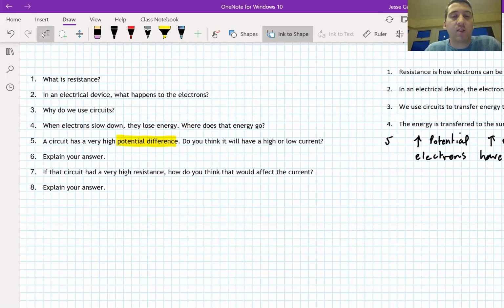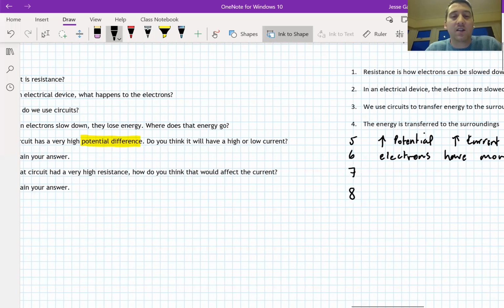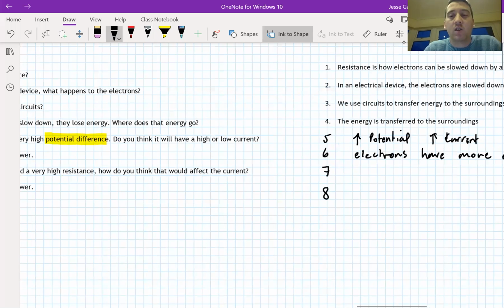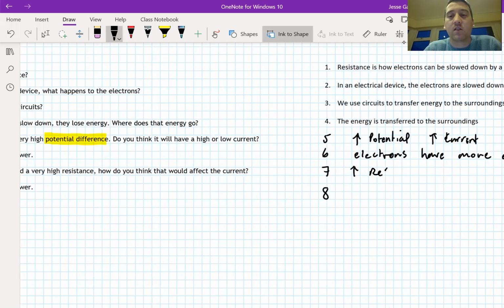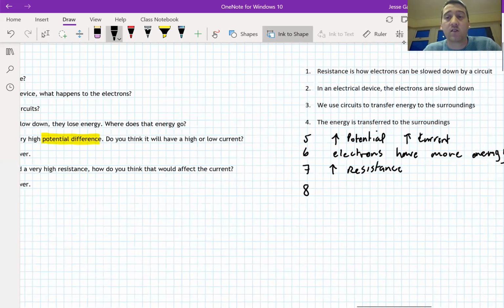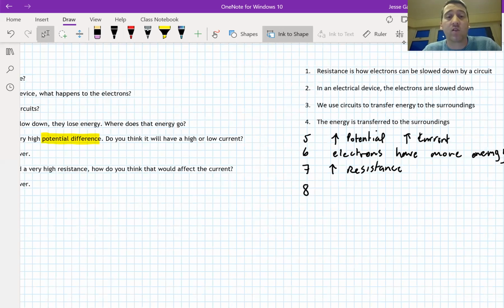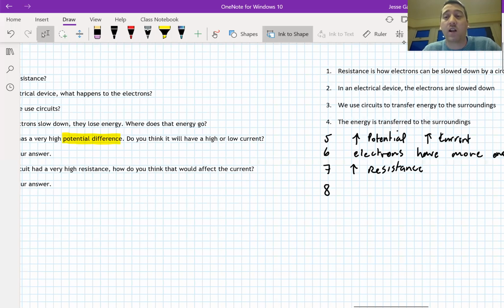Now, what about the last one? If a circuit has high resistance, how do you think that would affect the current? So this was 6, 7, and 8. So high resistance, how do you think it would affect the current? Now think about what the resistance does to the electrons. What does it do to the electrons? Slows electrons down. So how do you think it would affect the current? High resistance, what would it say about the current? If you weren't able to write it down, maybe you can now after I've given you that clue.